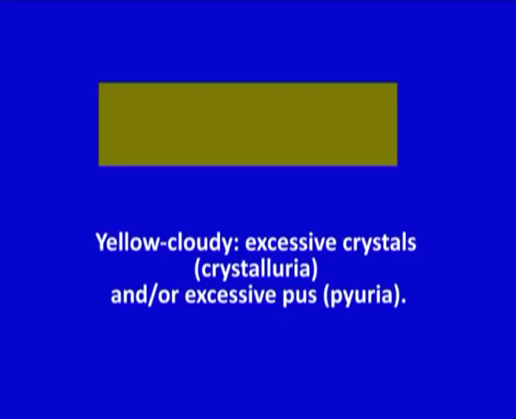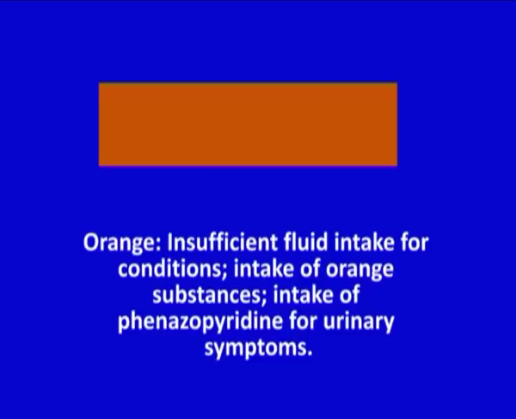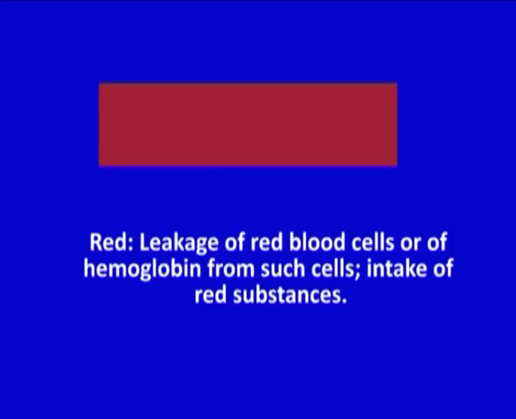Yellow amber: now this is considered normal. Yellow cloudy: excessive crystals, crystalluria, and or excessive pus, pyuria. Orange: insufficient fluid intake, intake of orange substances, or intake of phenazopyridine for urinary symptoms. Red: leakage of red blood cells or of hemoglobin from such cells, or intake of red substances.